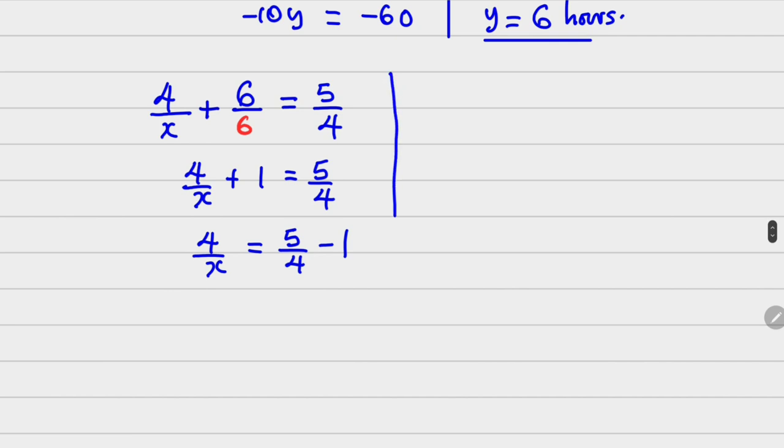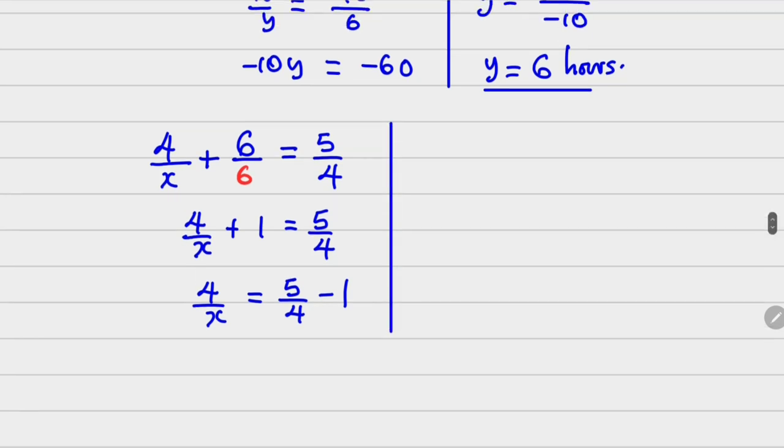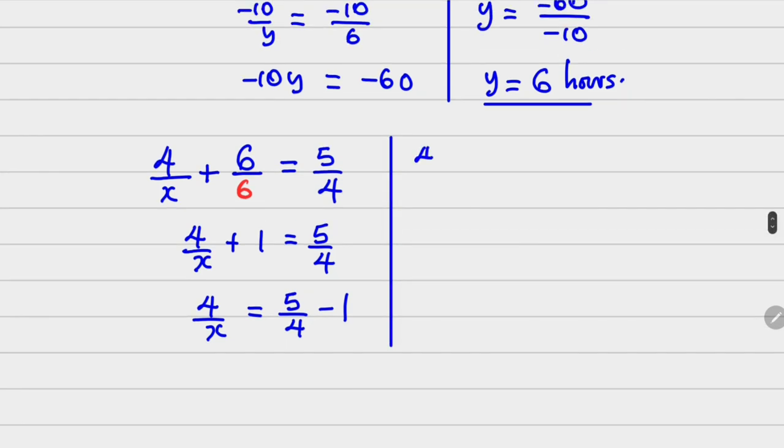Okay, and this can easily be solved as 4 over x is equal to, you see, 5 over 4 minus 1 is actually 1 over 4. Once you cross multiply, you end up with the fact that x is equal to 4 times 4. So x is going to be 16 hours.